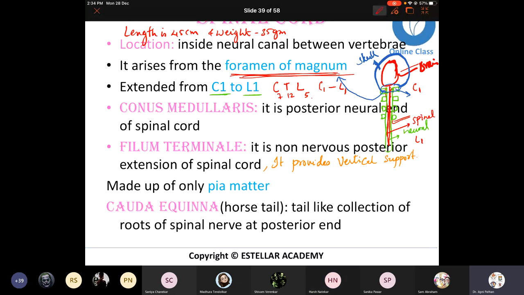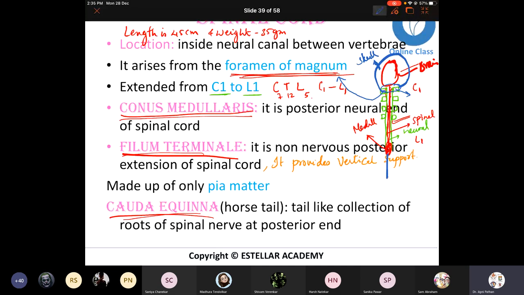Under this, spinal cord has conus medullaris, filum terminale, and cauda equina as parts. Okay, there are three parts in this. Conus medullaris is the posterior neural end of the spinal cord. It's a posterior part of the neural cord. For example, if now this is a spinal cord, okay? This end is called conus medullaris, okay? Now, this continues still into spinal cord. This region is called filum terminale.